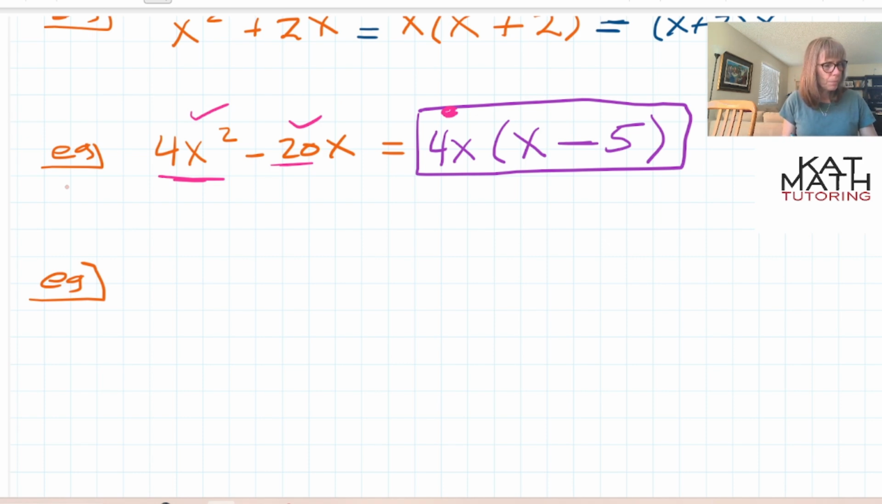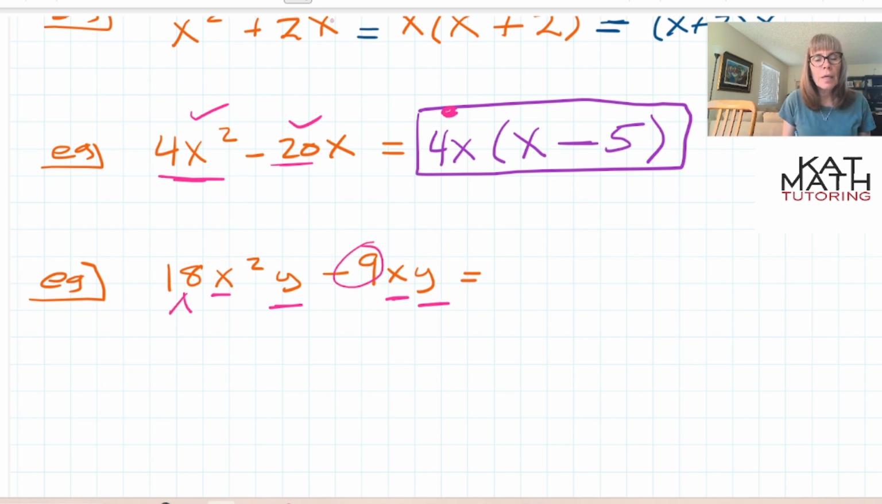So the next one is 18x squared y minus 9xy. Okay, what do they have in common? I see this one has an x and this one has an x, so I can pull that out. This one has a y and this one has a y, so I can factor that out. This has a 9 and this is 9 times 2, so I can factor a 9 out.